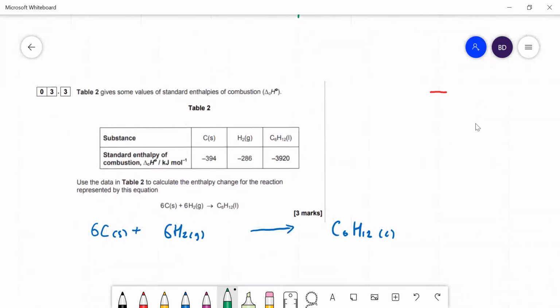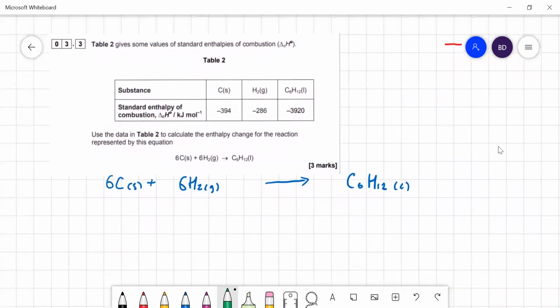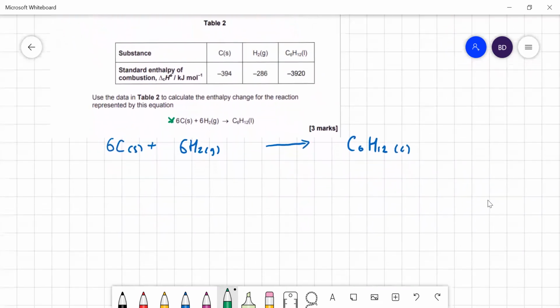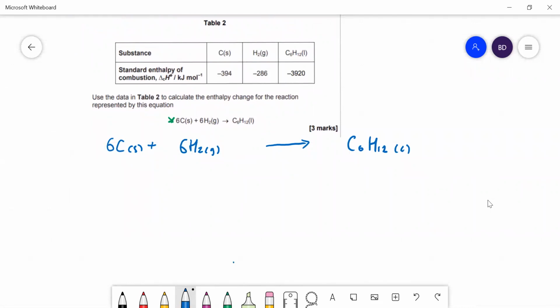Okay, so now we have got to use a Hess's Law cycle here. They give us standard enthalpies of combustion, delta HC data, and we've got to use this to work out the enthalpy change of this reaction. That reaction is actually delta H formation, but they don't really mention that. With Hess's law, you always have to have a third thing down here in your cycle. When you're given delta HC data, the third thing you have is combustion products.